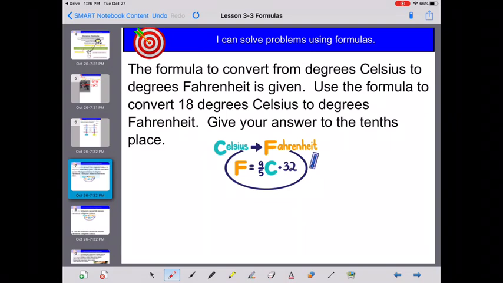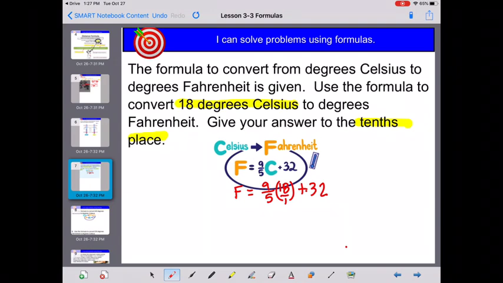So we can convert that using this cute little formula. Use the formula to convert 18 degrees Celsius to degrees Fahrenheit, and then give your answer to the tenths place. So we will rewrite this formula. F equals 9/5 times 18 plus 32. Now you need to remember how to multiply fractions.